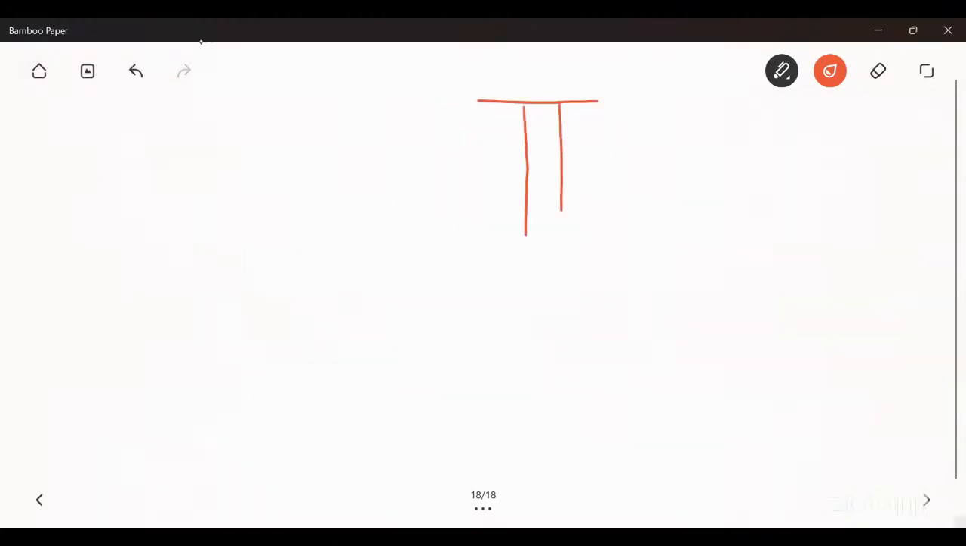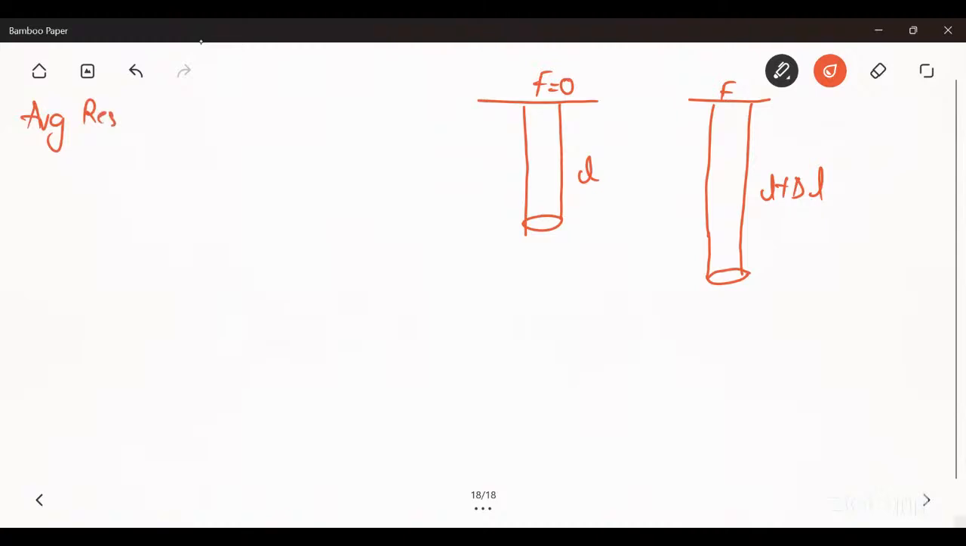Now suppose this is the body having its initial length L. Initially, the restoring force is 0. On applying the force F, there will be an increase in its length. So the average restoring force will be the sum of forces upon the total number of forces. The first force is 0, the second force is F, and there are two quantities, so the average force will be F upon 2.